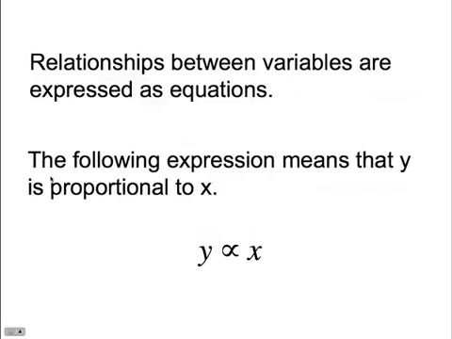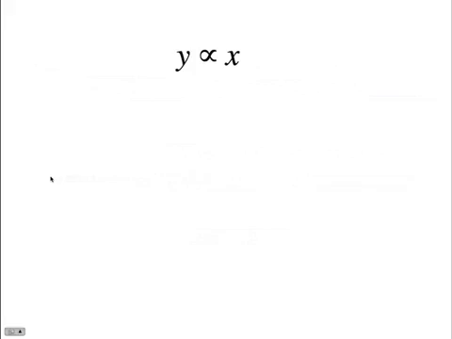Relationships between variables are expressed as equations. For example, the following expression means that y is proportional to x. Now, there are many possible equations that can satisfy this proportionality. For example, y equals 5x, or y equals 10x, or y equals minus 3x are all examples of y being proportional to x. Let's study what this means in a little more detail.